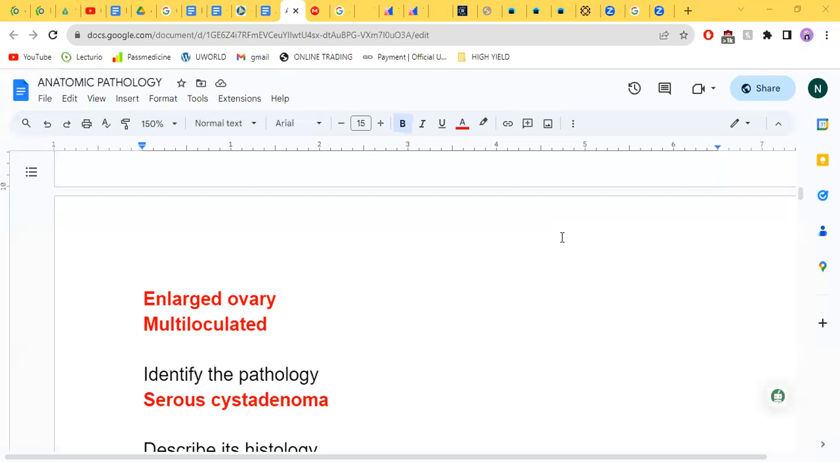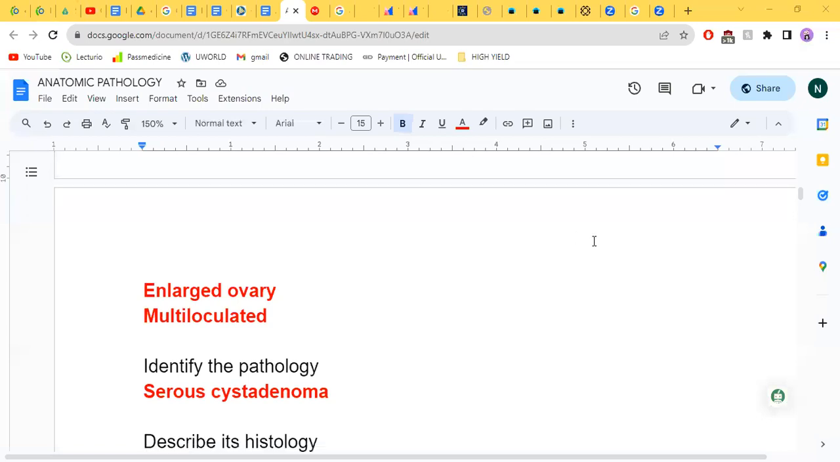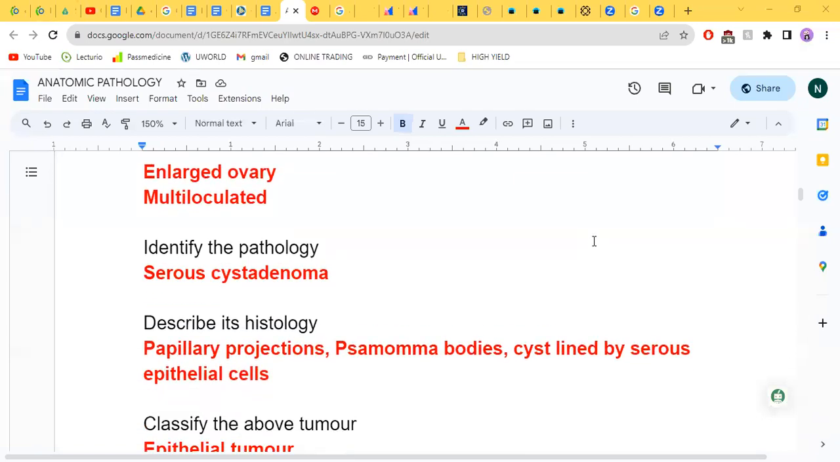Identify the pathology of serous cystadenoma. Awesome, guys. Next, describe its histology. We have papillary projections, psammoma bodies, cyst lined with serous epithelial cells. Classify the above tumor. It's an epithelial tumor. Someone asks why. Someone asks why not mucinous? Why did you go for serous and not mucinous?